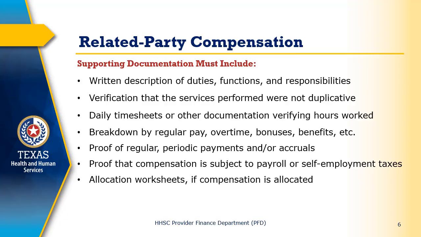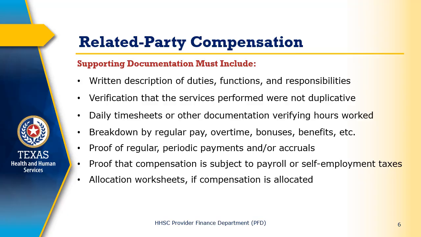Daily timesheets or similar record-keeping documents should be maintained to confirm the number of hours worked by the individual receiving compensation. A detailed breakdown of the compensation structure, including regular pay, overtime, bonuses, and benefits, is necessary to ensure transparency. Furthermore, the documentation must include evidence of regular payments, proof of tax obligations, and any allocation worksheets for distributed compensation to ensure compliance and accountability.